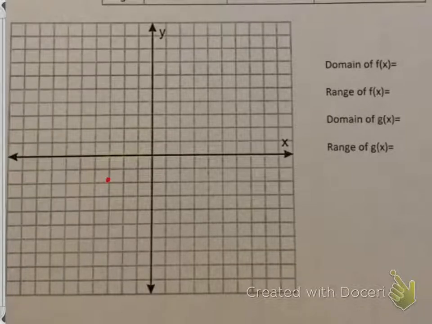So my first point's about right there. Then I'm -2, -1, -1, 0, 0, 1, 1, 2, yeah, 1, 2, 3, I'm sorry, 2, 3, and 3, 4. So this is my first function. This is my f of x function.